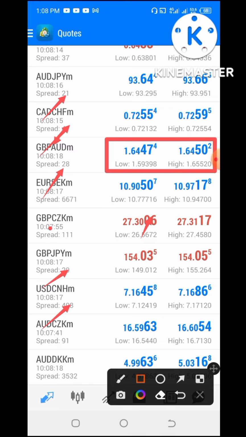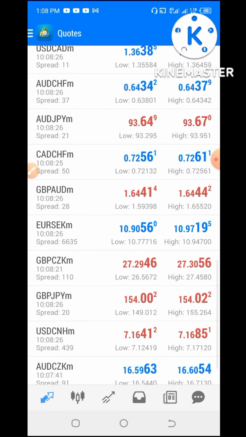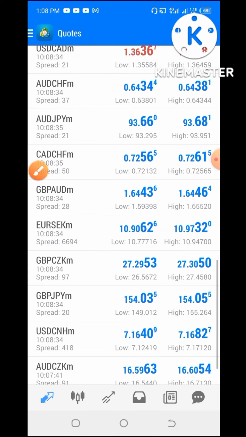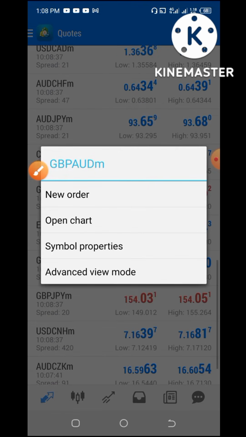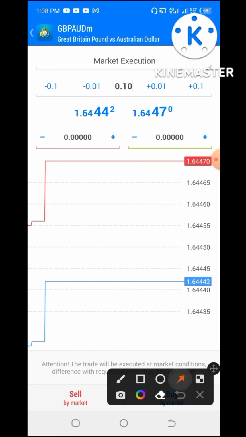Now let's move on to another level of how to place your entries, how to place your trade. Let's say you're placing your trade here, Great Britain pound versus Australian dollar, this one here. Let's say you want to buy it. What you do is click it, then you will see here new order. When you click new order, it brings you to this step. I don't know whether you can see this.